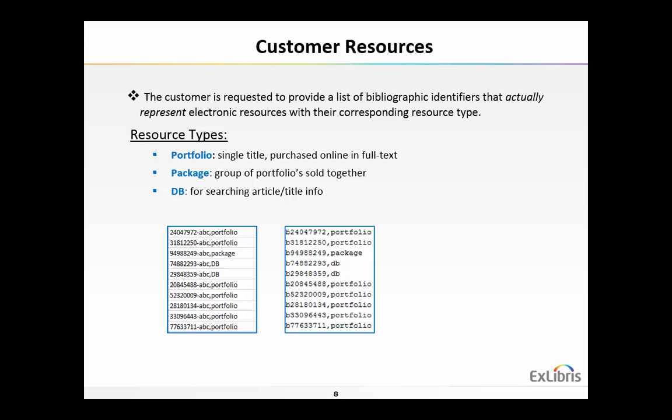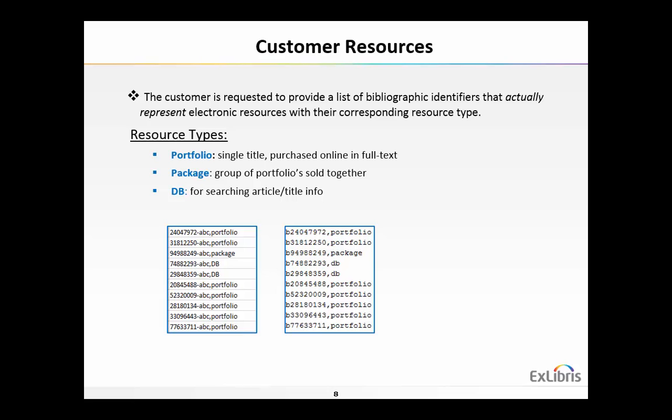It should be a single column containing the bibliographic identifier followed by the resource type, delimited by comma only, and without a header row. None of the input values should be wrapped in quotation marks or any other special characters.